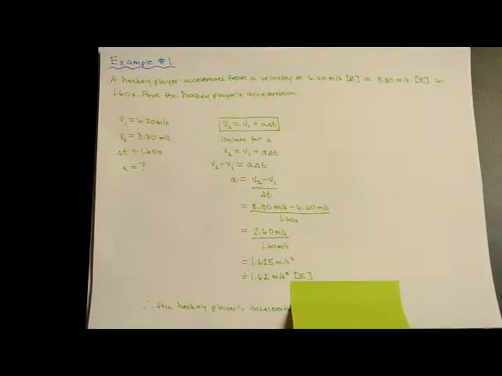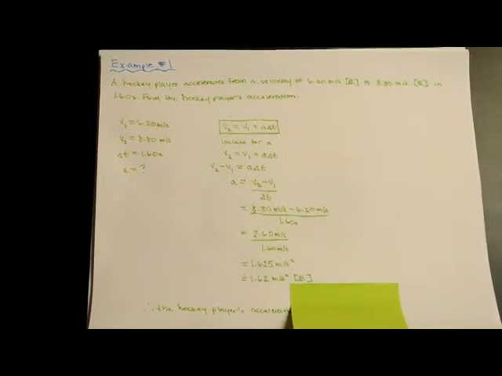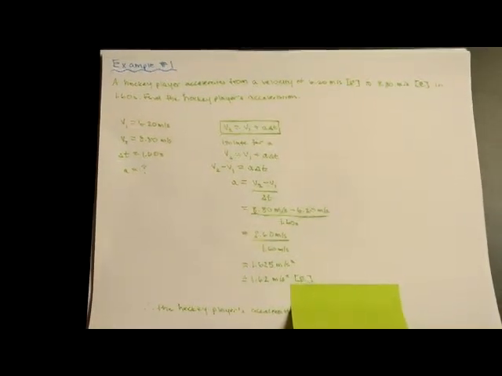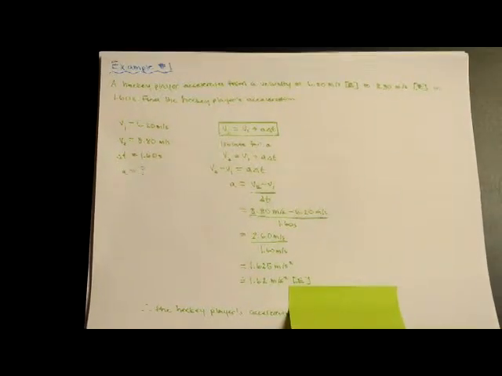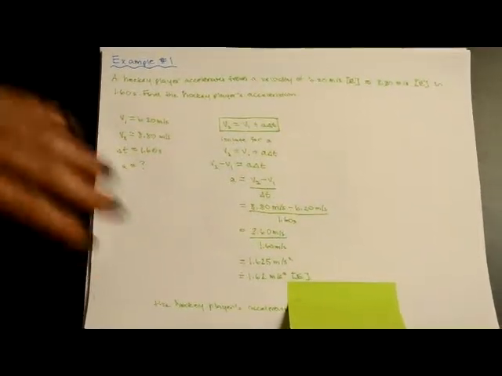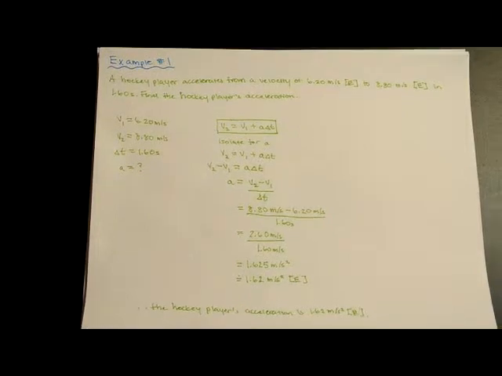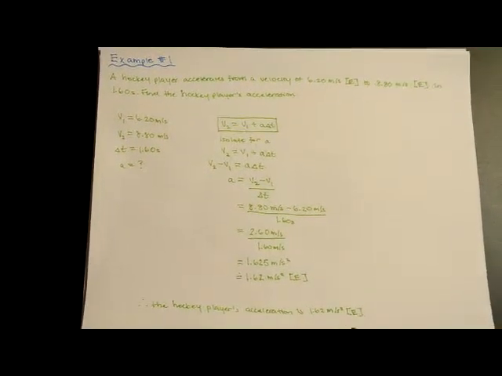After some calculation, the acceleration of the hockey player is found to be 1.625 meters per second squared. Let's not forget about significant digits. The final answer is 1.62 meters per second squared east. And remember that acceleration is a vector and that it needs a direction.